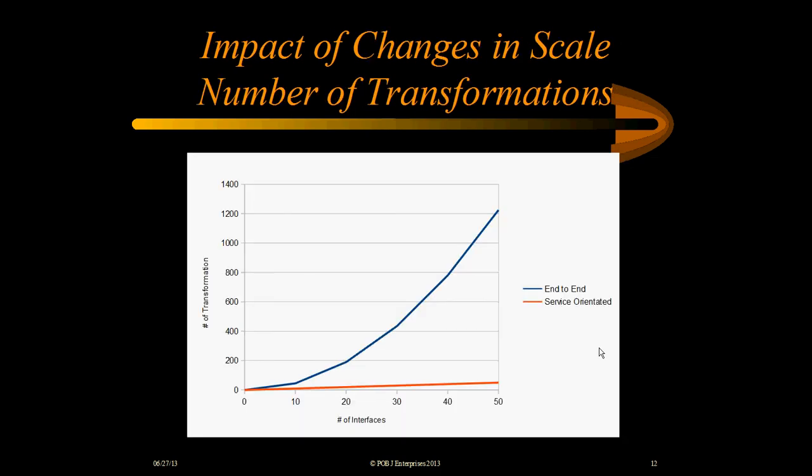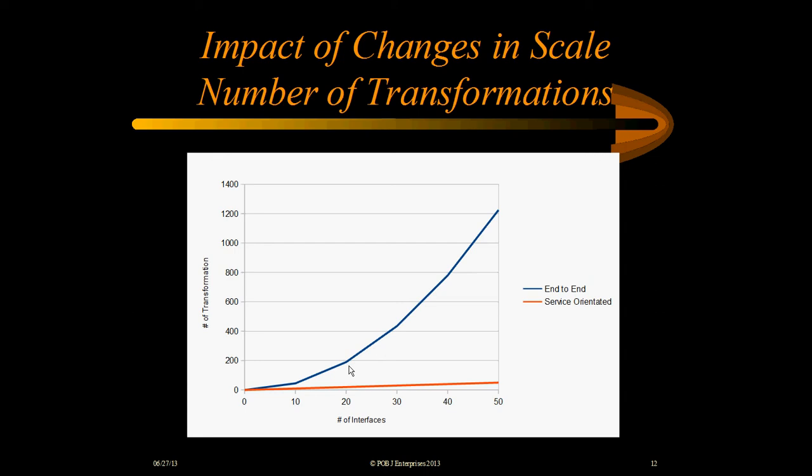Okay. Now let's take a look at changes in scale. What happens when we say changes in scale? We're saying what happens is we add more and more interfaces to the mix. Now, if you remember, our formula for determining the number of interfaces to fully integrate, okay, was n squared minus n divided by 2.